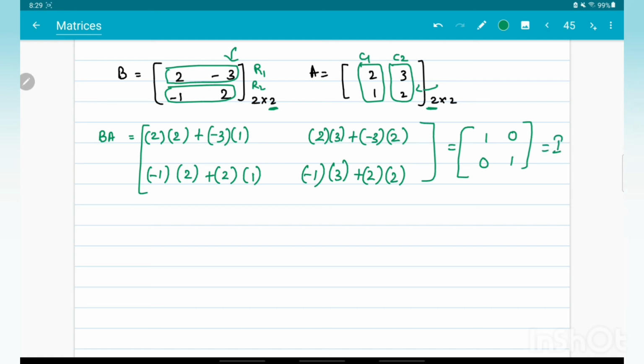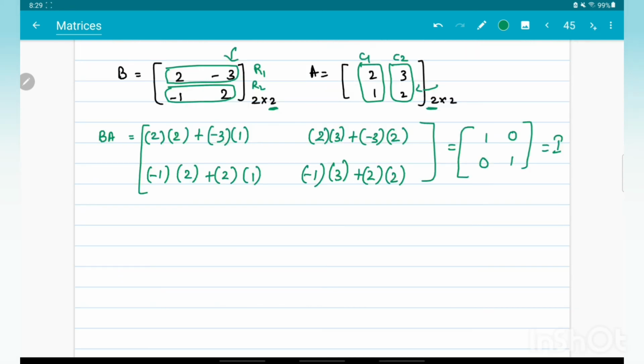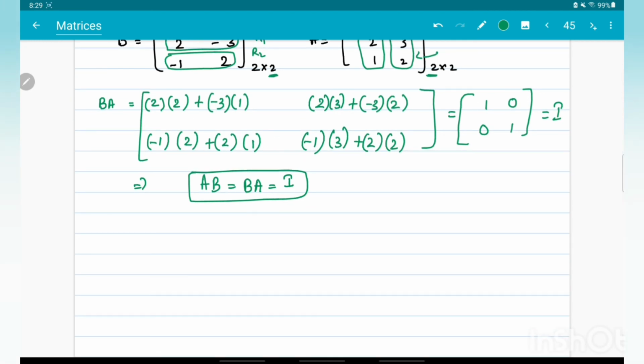So if you see, in the previous case when I did A into B, I got an identity matrix. In this case also, when I did B into A, I got an identity matrix, which means that I can conclude that A into B was equal to B into A, and this was finally equal to an identity matrix of the same order. So with this I can conclude one thing, that over here B is the inverse of A and A is the inverse of B. That is, both of them are inverses of each other. So I can write it like this.